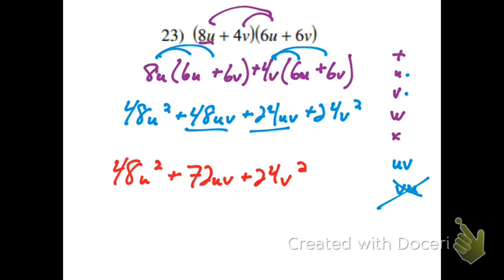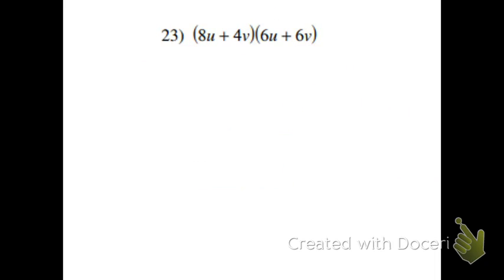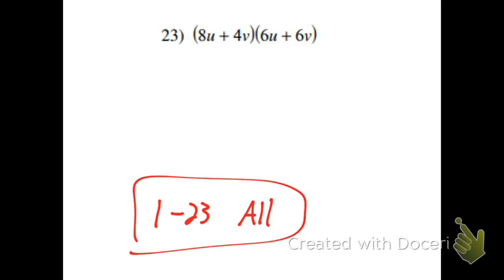Okay, so up until 23, you can finish the rest of those problems. So the homework is numbers 1 through 23 all, especially after you've copied down the problems that I showed you how to do.